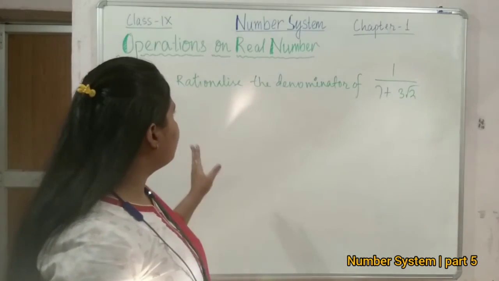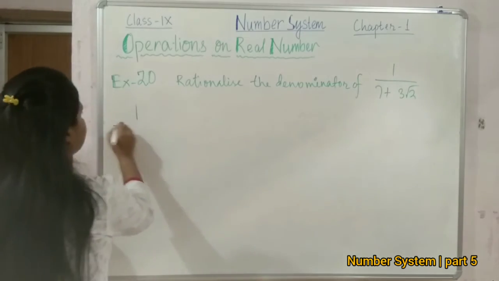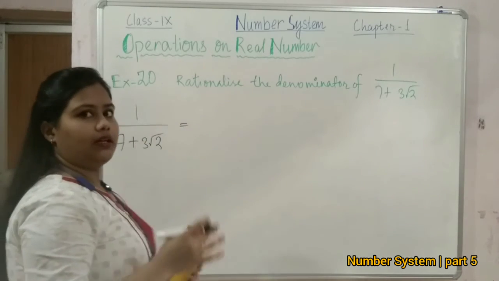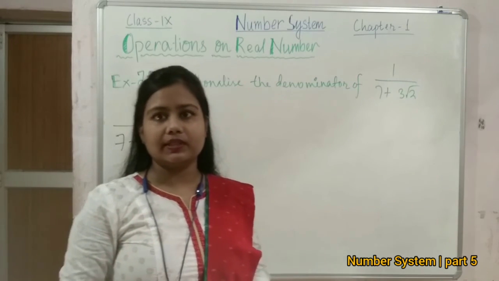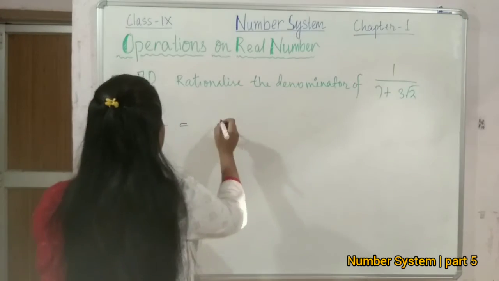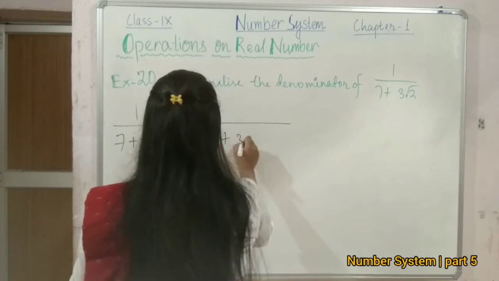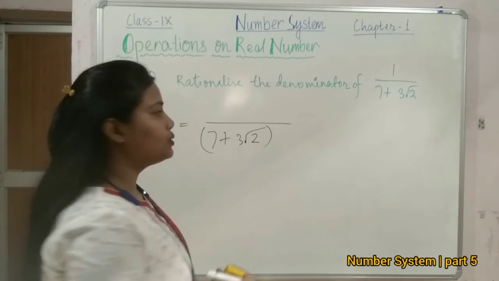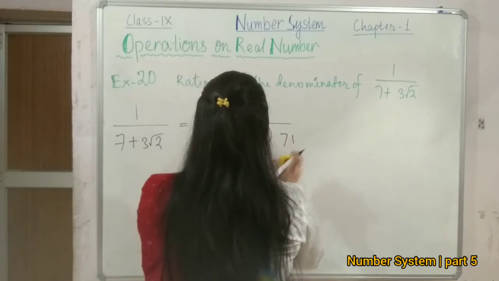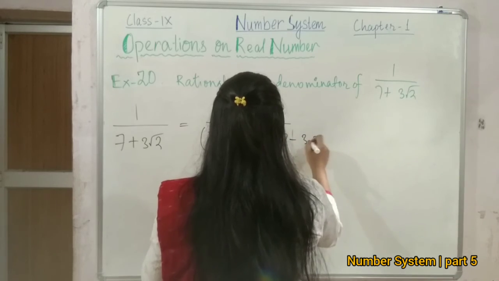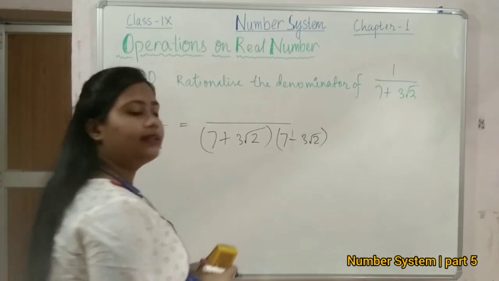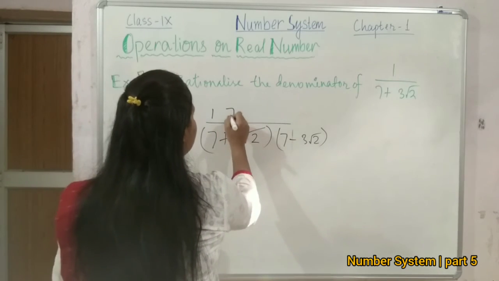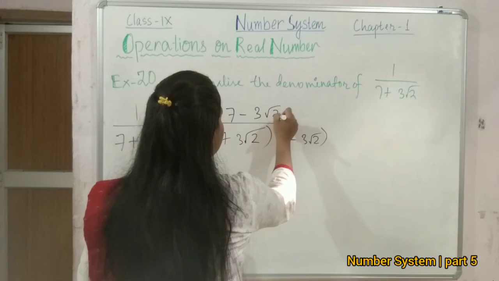You can do it in more examples, that is example 20. And here the number given is 1 divided by 7 plus 3 root 2. It will be solved in the same way as we did the previous two. So let us multiply 7 minus 3 root 2 here, so that we can use the identity 4 here. So the same expression will be multiplied in the numerator.